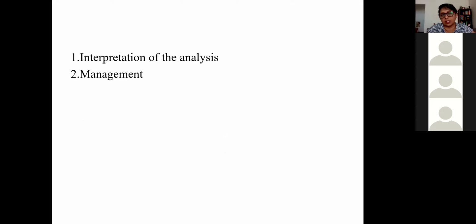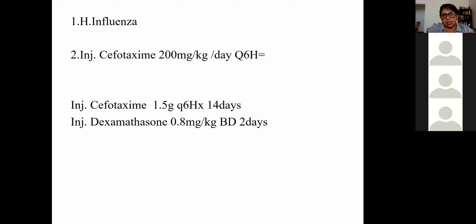Interpretation of the analysis. Second point, it is management. So interpretation, it is Haemophilus influenzae meningitis. H. influenzae. And the drug will be injection cephalosporin, cefotaxime, 200 milligram per kilogram per day, 6 hourly for 14 days. And injection dexamethasone, 0.8 milligram per kilogram BD for 2 days. This is to reduce the cerebral edema.